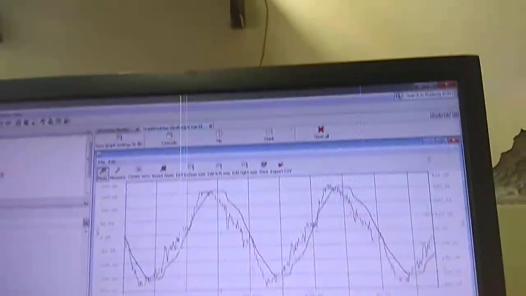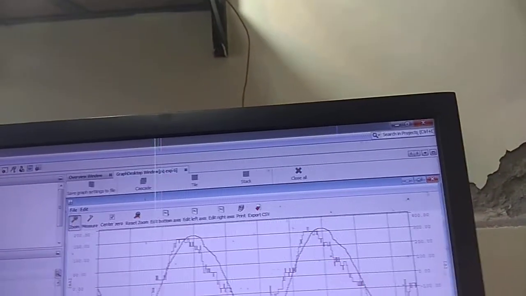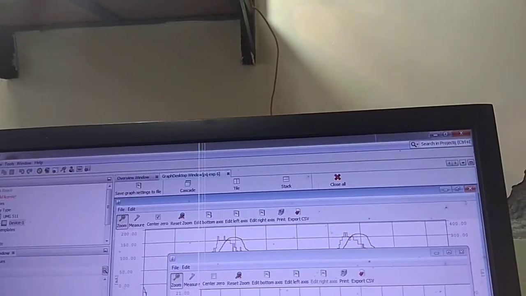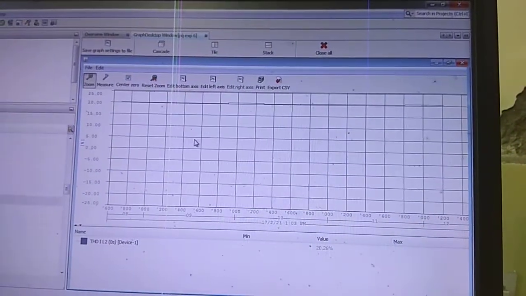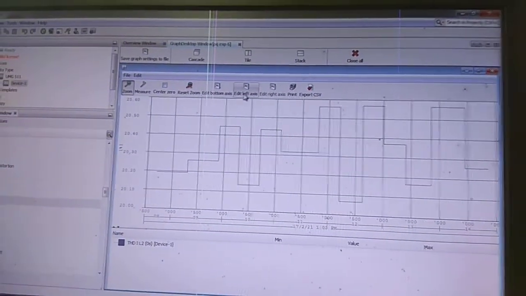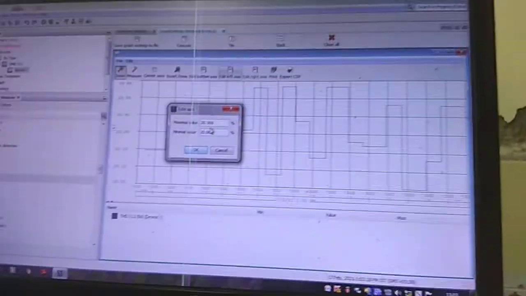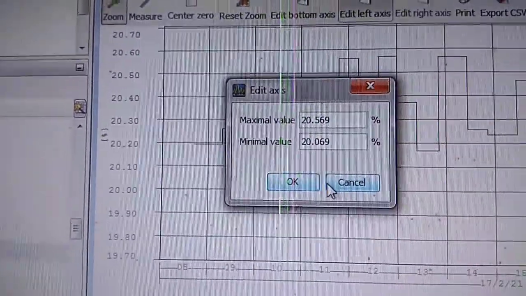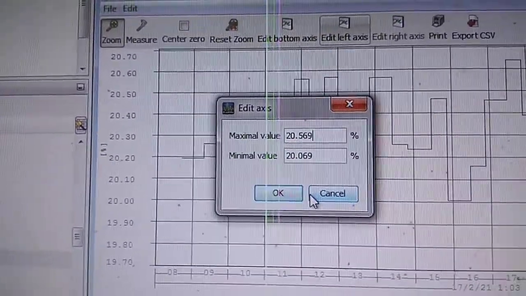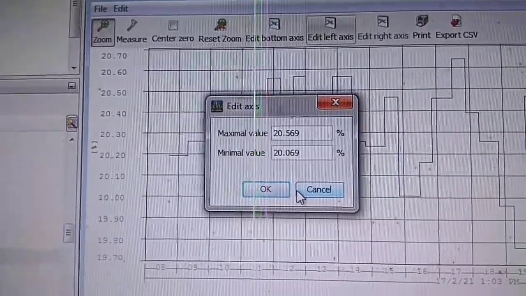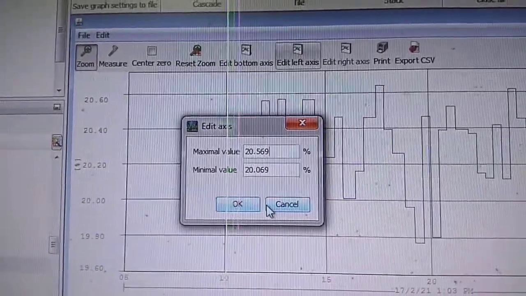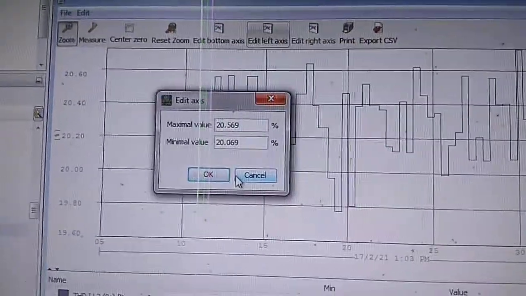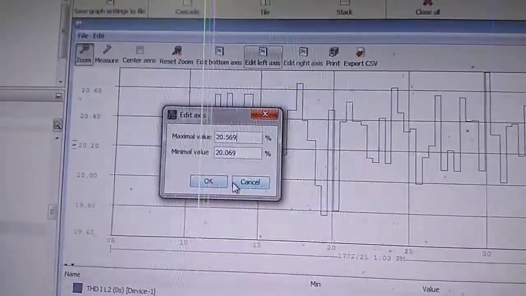So please show the THD of this. THD in the current. So as you can see, the THD is high. It is 20.569, and this is because the load which we have is non-linear in nature, and that's why we are getting the high THD in our readings, in our experimentation, and that is true.